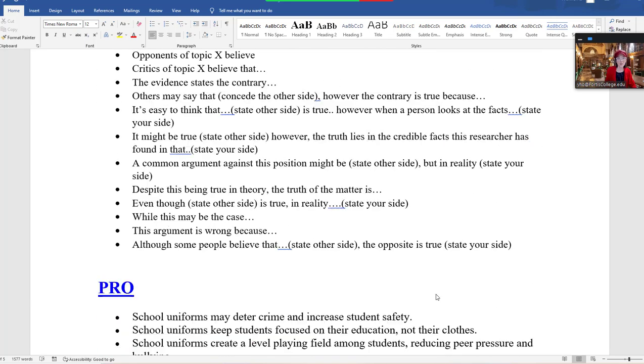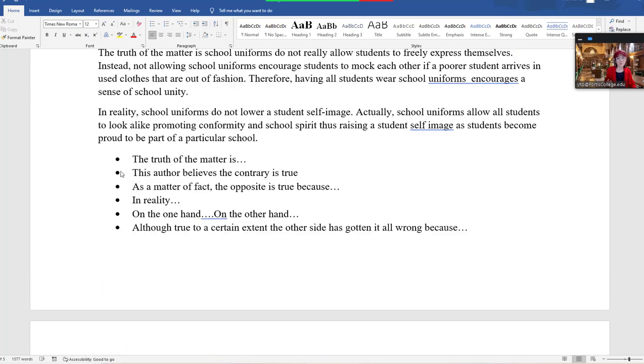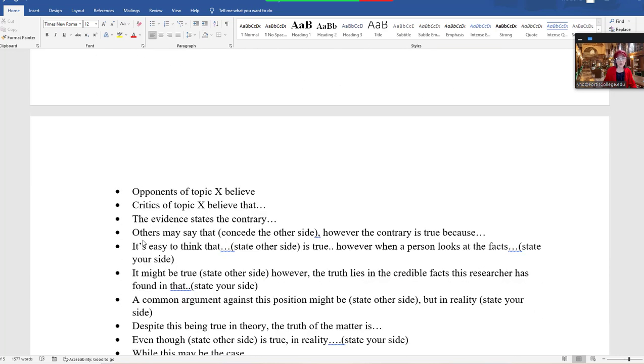And then all of these are other ways of saying: the truth of the matter is, the author believes the contrary is true. As a matter of fact, the opposite is true. In reality, although true to a certain extent, the other side has gotten it all wrong because the evidence states the contrary. It is easy to think that school uniforms are not good, but actually school uniforms are good for you. However, when you look at the facts, you will see that school uniforms enhance education.